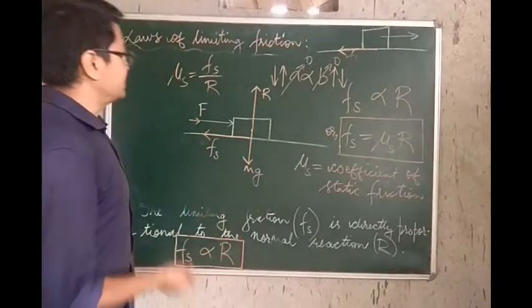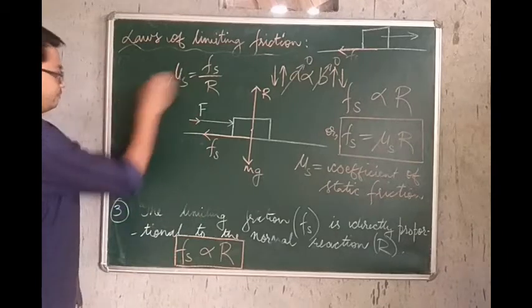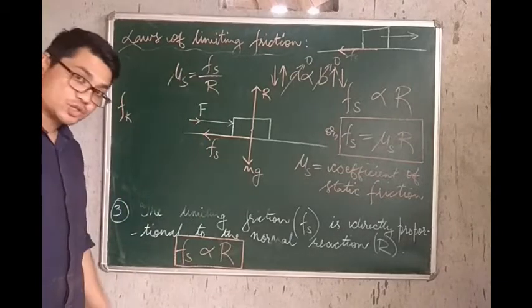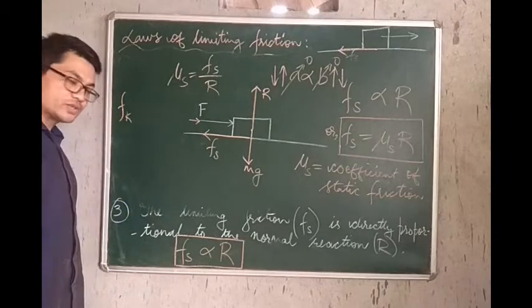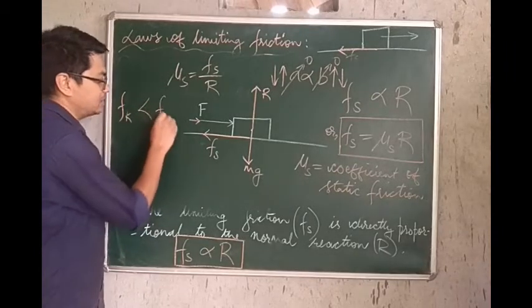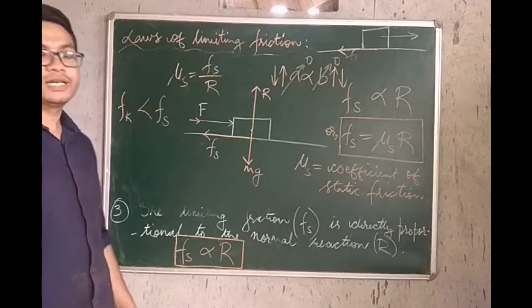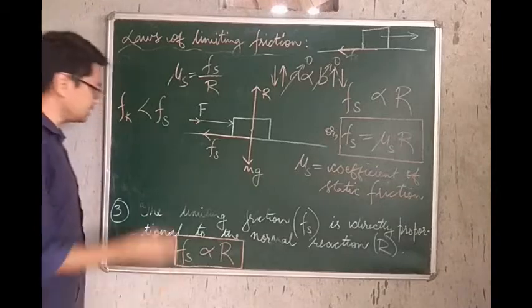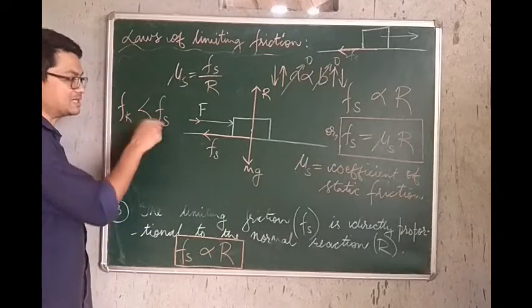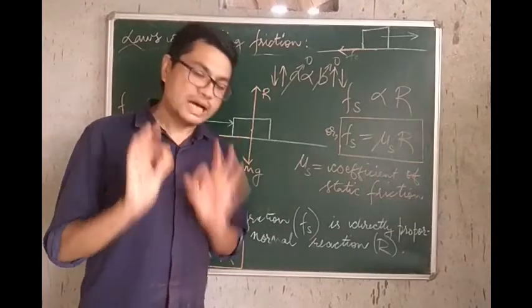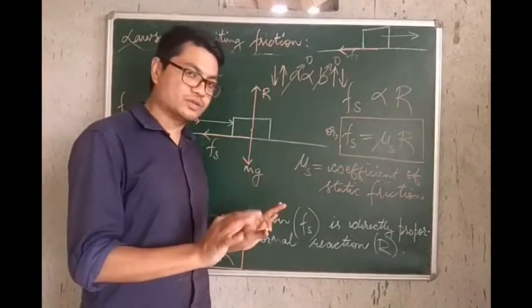Okay? And mind you, if f of k represents the force of kinetic friction, then this kinetic friction is smaller or lesser than the value of the limiting friction. By a very slight amount, by a very small amount, but still the force of kinetic friction will be lesser than the force of static friction.